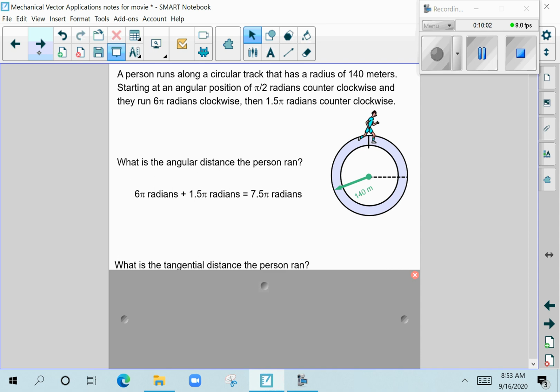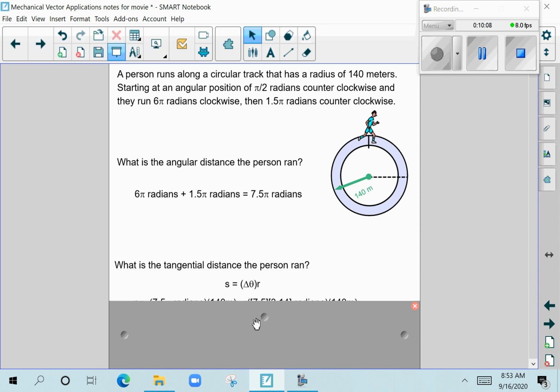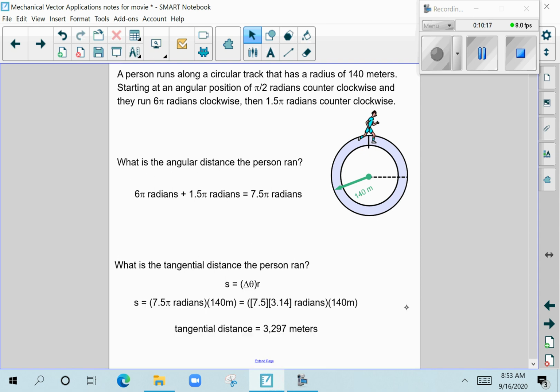To find their tangential distance, I'm going to just use the equation S equals theta r. That's it. Theta is 7 pi radians. My radius, 140 meters. I'm going to just simply multiply that through. But instead of working with pi, I'll use 3.14 to keep everything really simple with this.